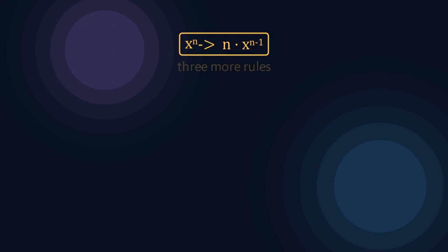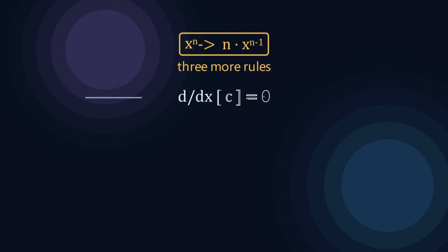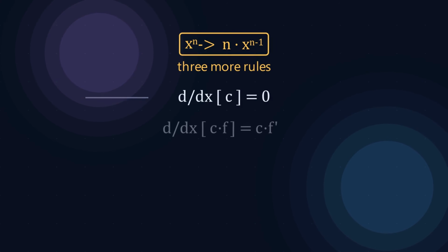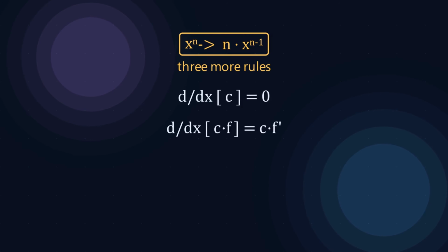3 more rules, and you can handle almost anything. A constant is a flat line, so its derivative is 0. A number out front just rides along, and the derivative of a sum is the sum of the derivatives.